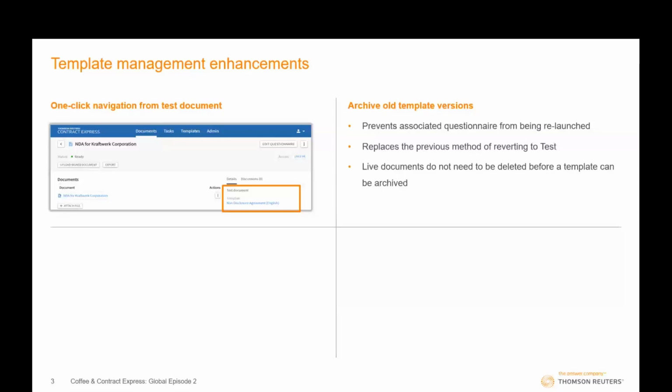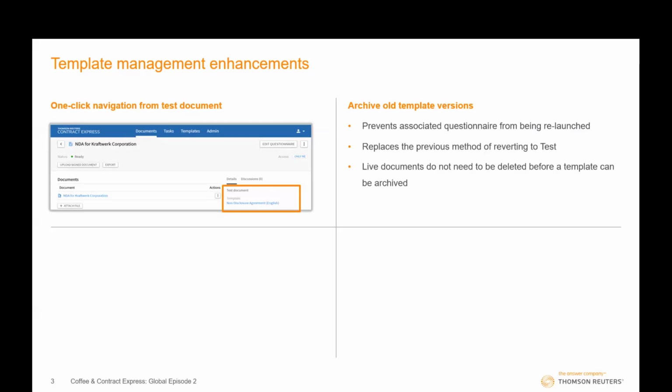So what we have done is introduced a new status of archive, so you can actually archive a template that, as I said, will prevent the associated questionnaire from being launched. It replaces that old method of reverting back to test. And again, it solves that problem of the live documents. It doesn't matter if you have live documents in the system, archiving will still be possible.